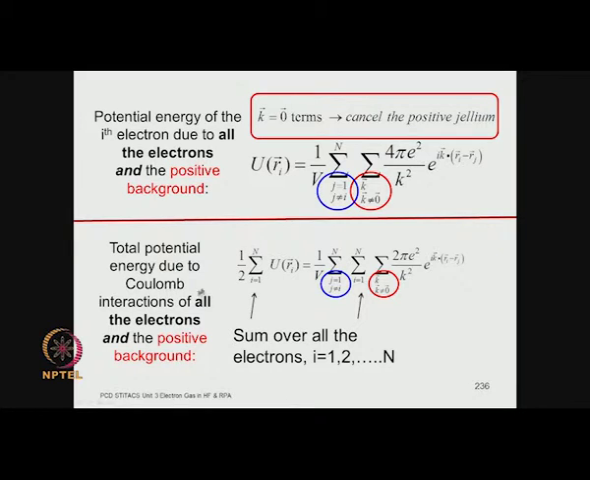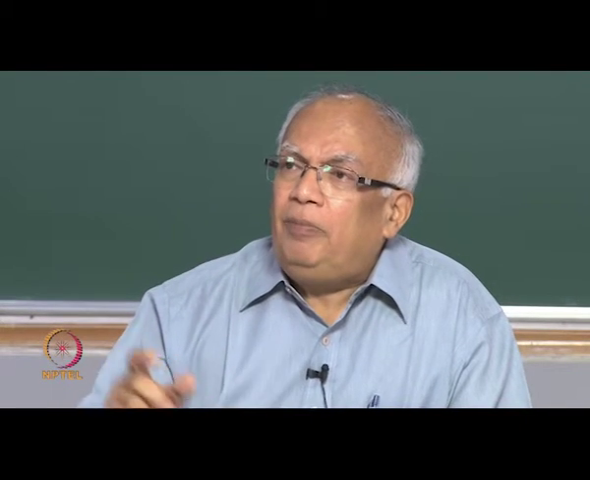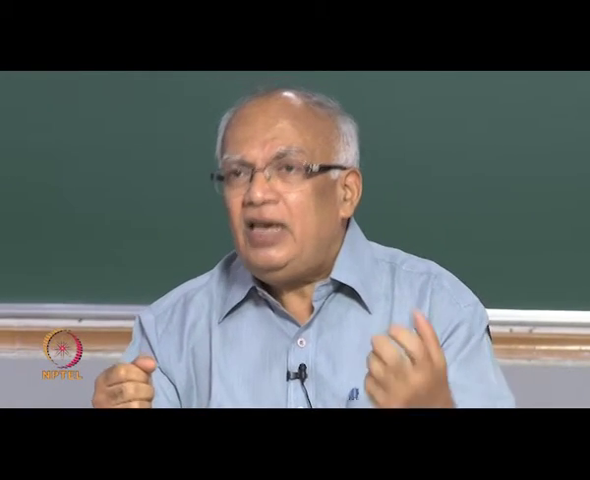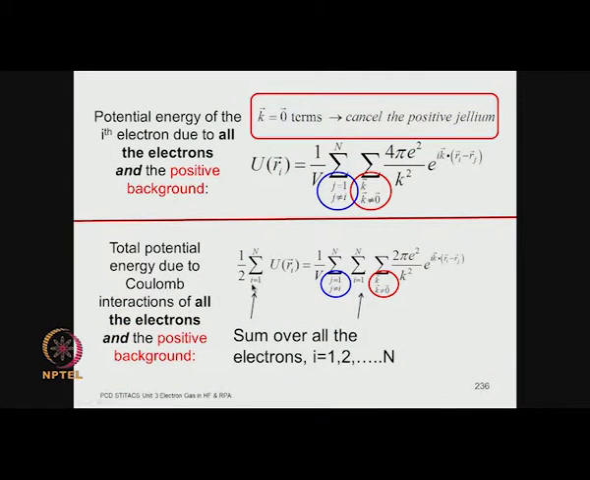What about this? If you now add U_i, summing over i going from 1 through n, so that you sum over all the electrons, there is no single electron which is separated out. So you are counting all the energy, but the potential energy between one electron and the other is the same as the potential energy between this electron and the first. That is the reason you must take a factor of half over here, so that you do not do any double counting. So this is the total potential energy due to the Coulomb interactions of all the electrons and the positive background.